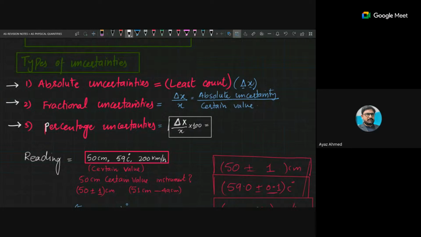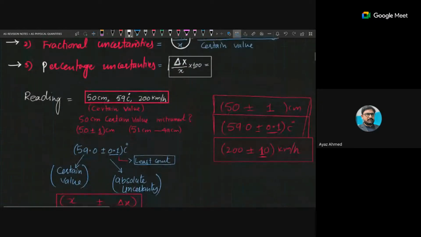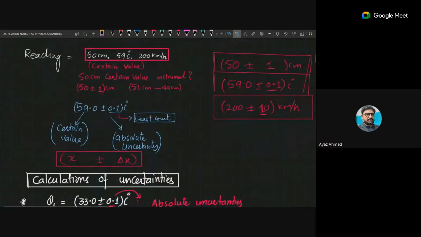Percentage uncertainty is a sort of uncertainty derived from the absolute and fractional ones. Your absolute uncertainty is basically the least count. Then the fractional uncertainty is the absolute uncertainty divided by the certain value, which gives you the fraction of uncertainty. And then percentage uncertainty is that fractional uncertainty multiplied by 100. That is what I wish to explain in a quick review.